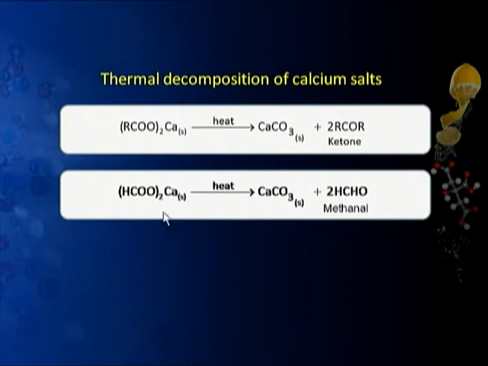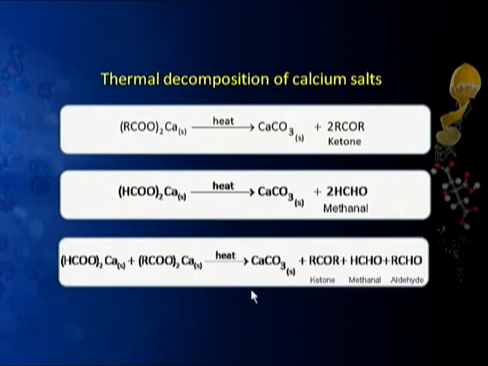If I take a mixture of calcium formate and calcium salt of some other acid, this is calcium formate, this is calcium salt of some other acid. Now, there is a possibility that one portion from this acid and one portion of this acid may combine to give a product. In such case, what happens? This molecule gives ketone, this molecule gives formaldehyde, and the product formed by the cross of these two will be this aldehyde.